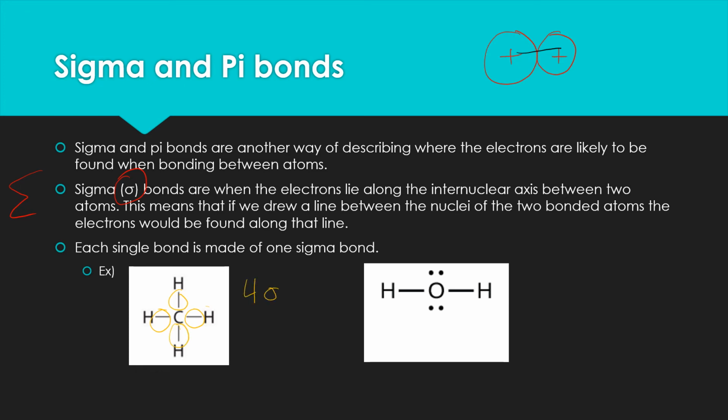It's kind of like a little O with a little line going off of it. Our water molecule here has 2 single bonds, so we would have 2 sigma bonds. All right, so each single bond is 1 sigma bond.